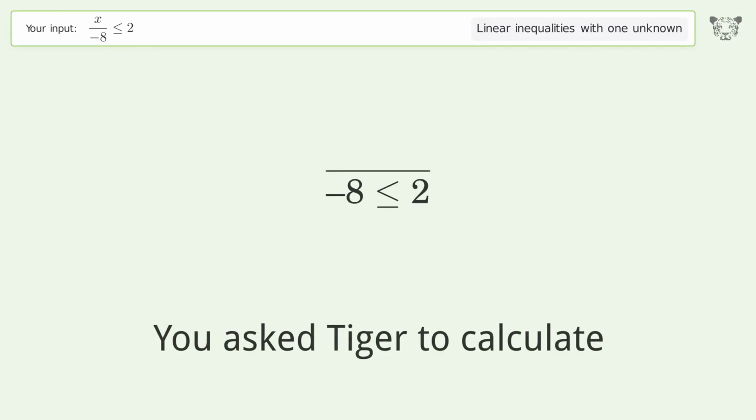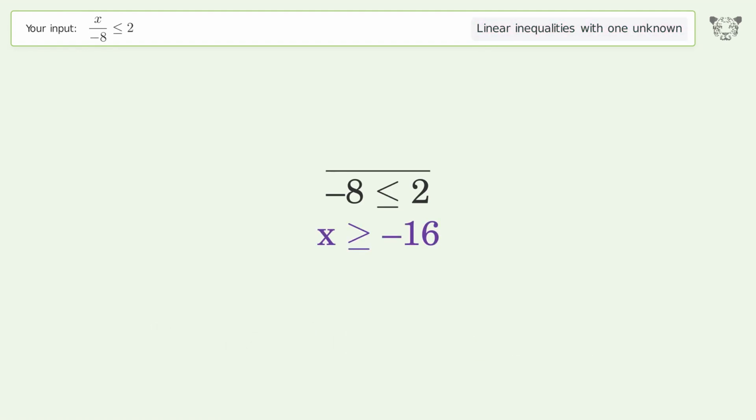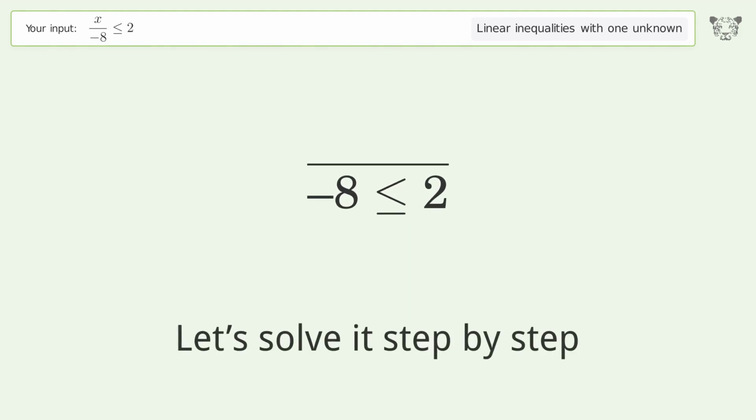You ask Tiger to calculate. This deals with linear inequalities with one unknown. The final result is x equal or greater than -16. Let's solve it step by step.